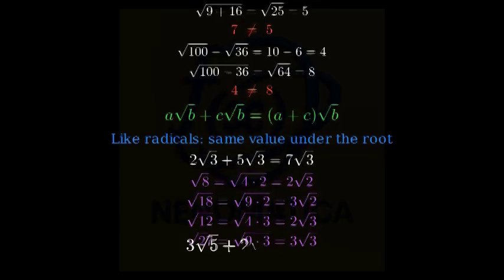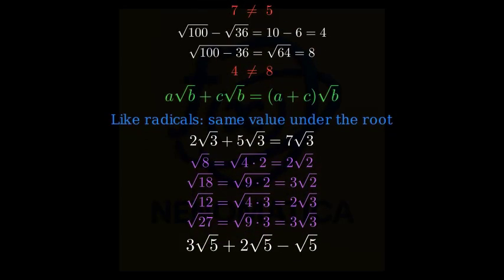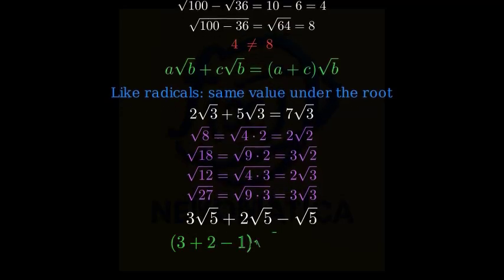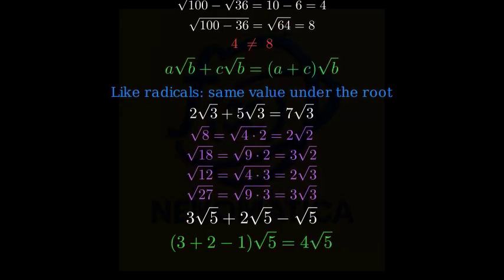Example 1. 3 root 5 plus 2 root 5 minus 1 root 5. Combine coefficients of the same radical 5. 3 plus 2 minus 1 equals 4. So the answer is 4 root 5.